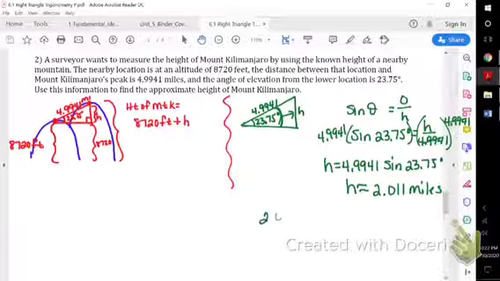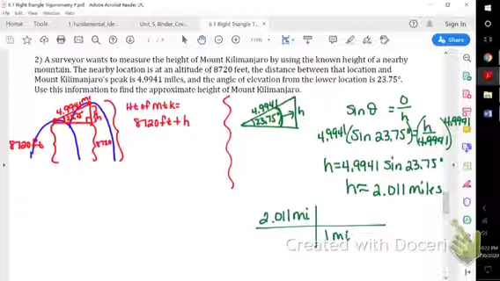So we know we got 2.011 miles. And I need to convert that to feet, so I want the miles to cancel out. So I'm going to put 1 mile on the bottom. And remember that 1 mile is 5,280 feet. And so my miles will cancel. I can just multiply this now, and when I do, I'm going to get H is equal to 10,618.08 feet approximately.